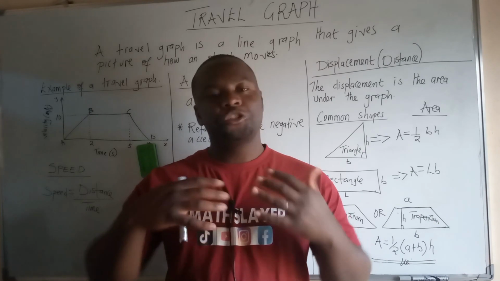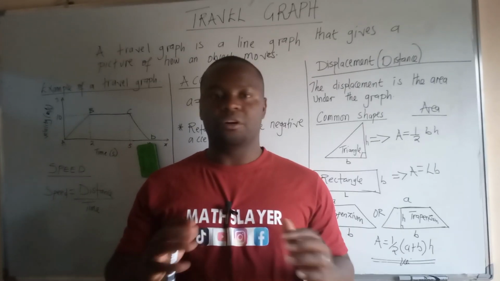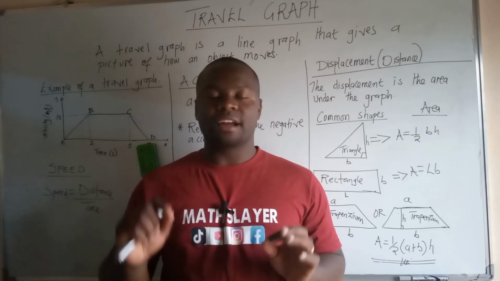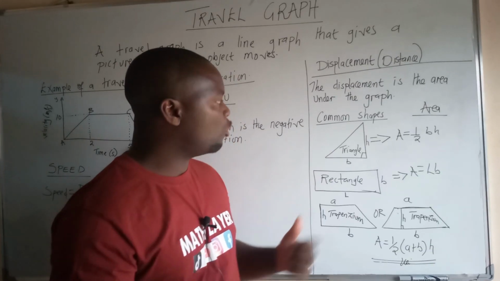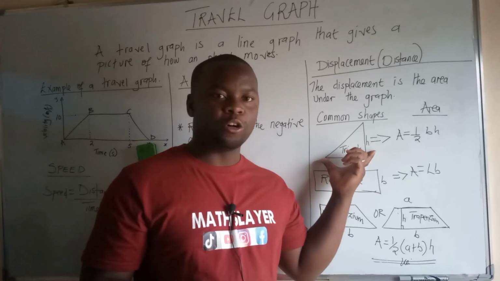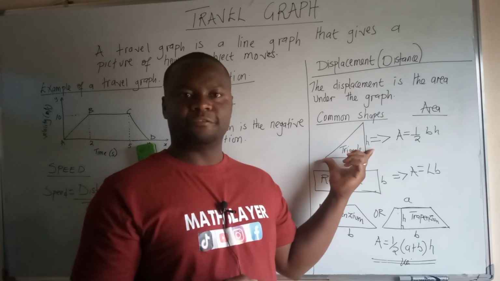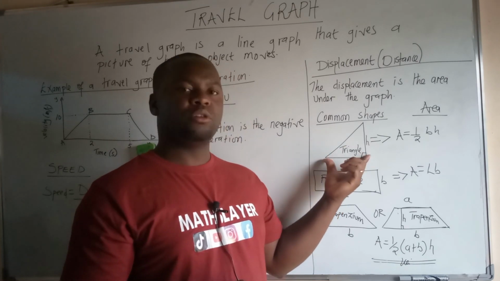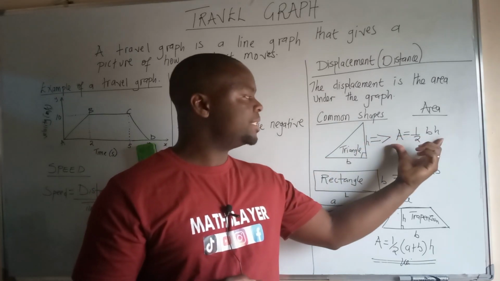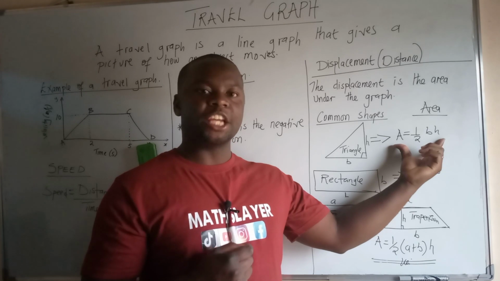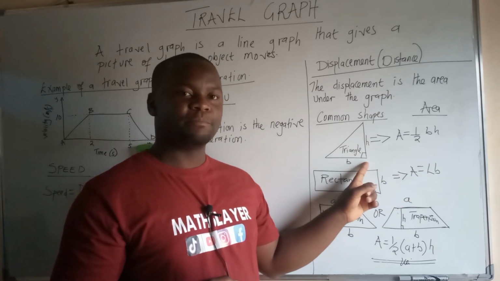Therefore, I'm going to show you the different shapes that are formed under the line graph of a velocity-time graph. The first shape that we need to know is a right angle triangle. A right angle triangle is mostly formed under a trivial graph. If you have this shape, the formula for the area that you are supposed to use is area equals half b h. Half, b is the base, h is the height.